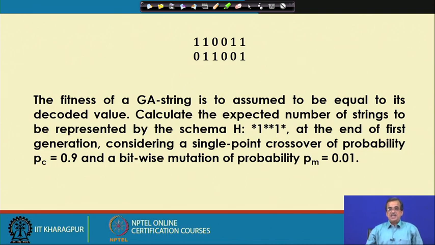Now, the fitness of a GA string is assumed to be equal to its decoded value. Calculate the expected number of strings to be represented by the schema H, which is nothing but star 1 star star 1 star, at the end of the first generation, considering a single point crossover of probability Pc equals 0.9 and a bitwise mutation of probability Pm equals 0.01.